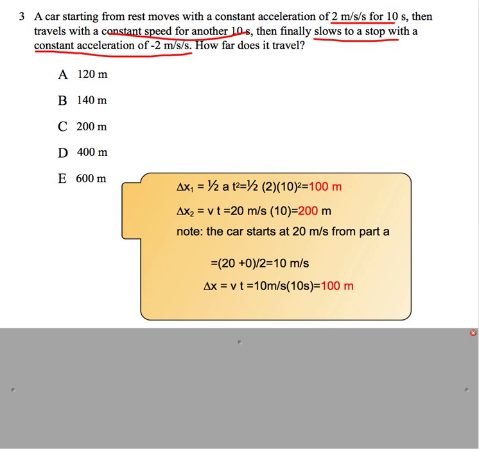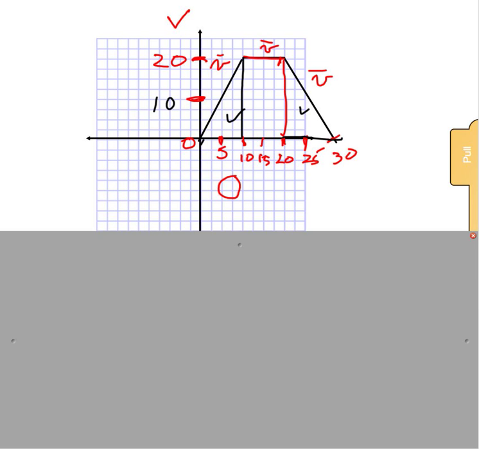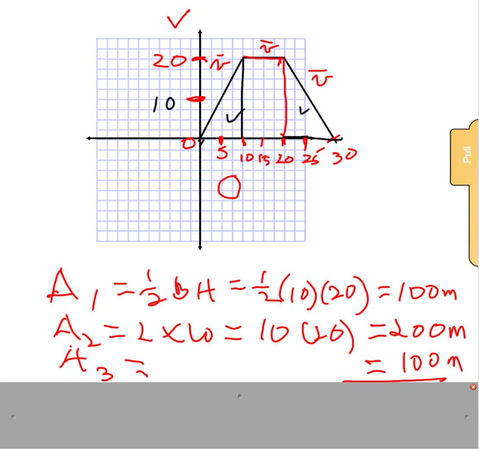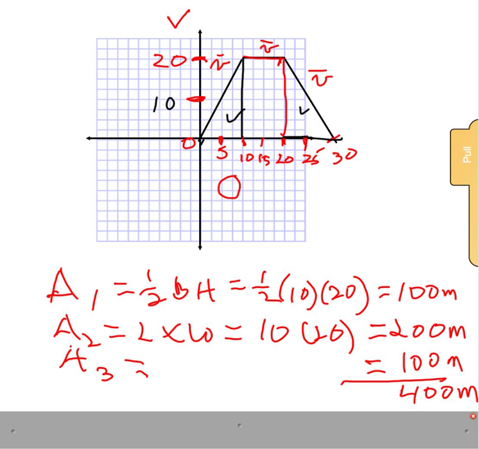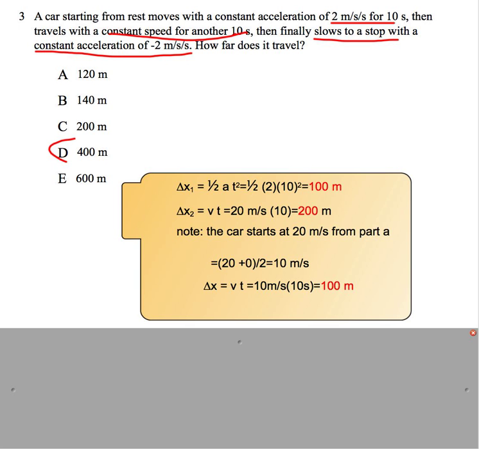Of course, the other way to do this is to find the area under each of these parts. So the first area is 1/2 base times height. That's this triangle over here. The second area is this rectangle over here, so it's length times width. And the next triangle has the same area, so the total distance is 400 meters. So the answer to this question is 400 meters. You can see to get the same answer here, 100 plus 200 plus 100 is 400 meters.